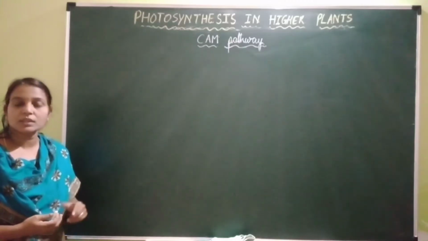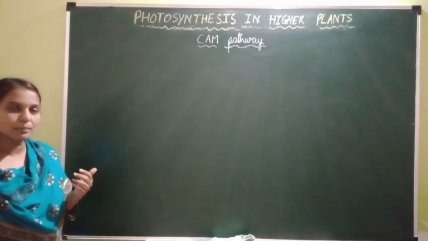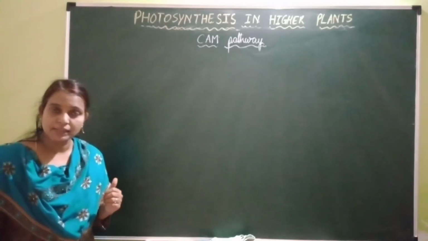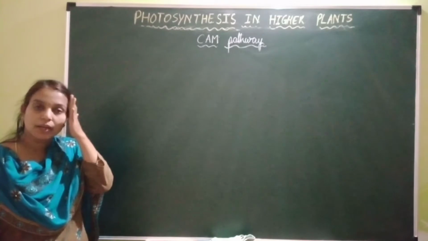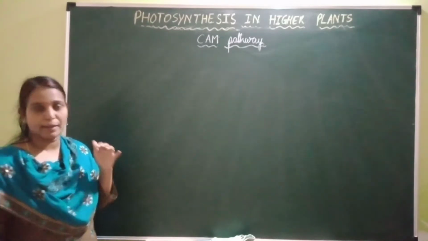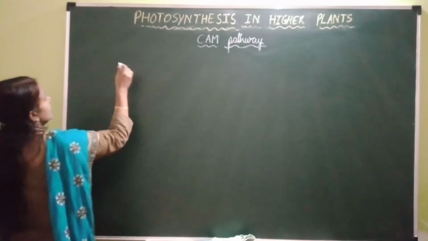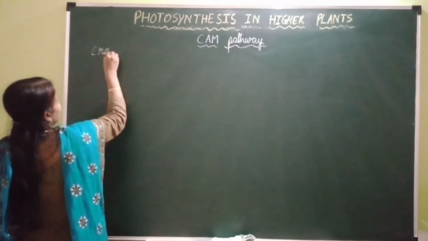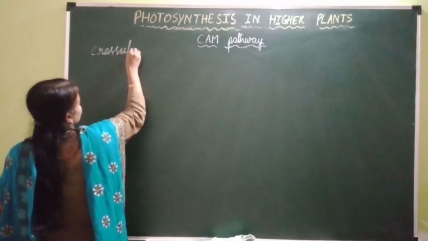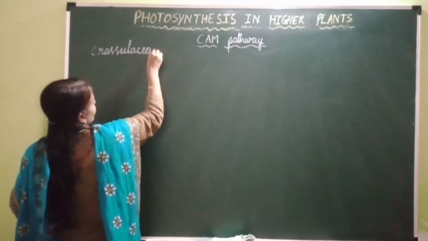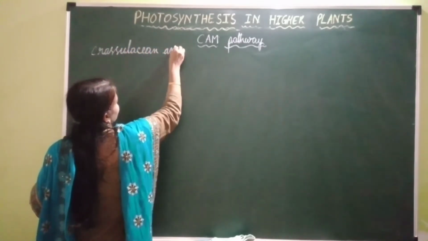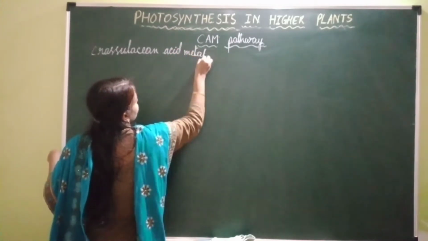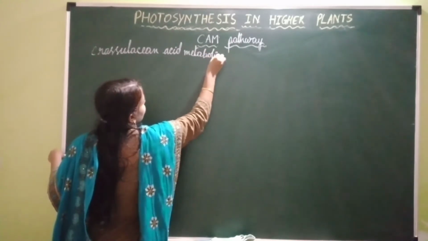Hello students, in this video I am going to start with another pathway of carbon dioxide assimilation, that is the CAM pathway. The plants in which carbon dioxide assimilation occurs through this CAM pathway are called CAM plants. This CAM pathway is also called crassulacean acid metabolism, or acid metabolic pathway.